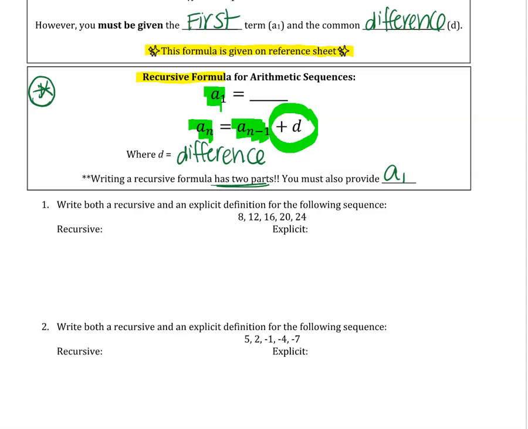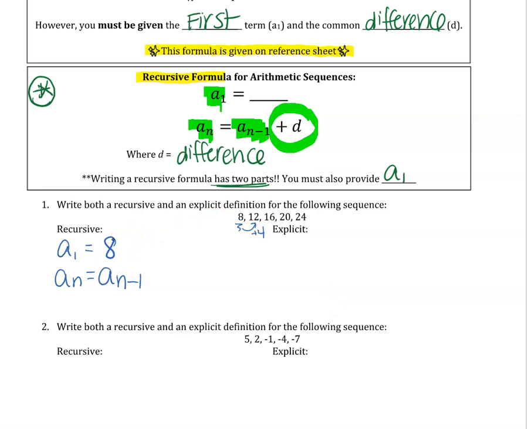Write both a recursive and explicit definition for the following sequence. So first thing I'm noticing is my first term is 8. And it looks like we're going up by 4 each time, which would be my common difference. So for a recursive formula, there's always 2 parts. So I'm just going to do my little setup here. So a sub 1 equals something, and a sub n equals a sub n minus 1. Then something happens, right? So I'm just going to fill in, well, I know my first term is 8.